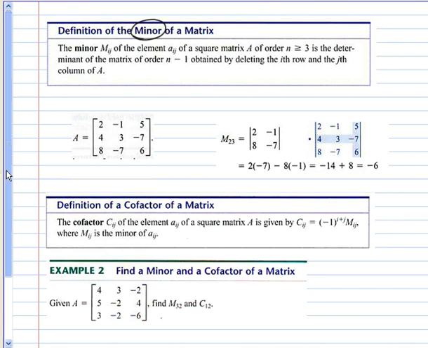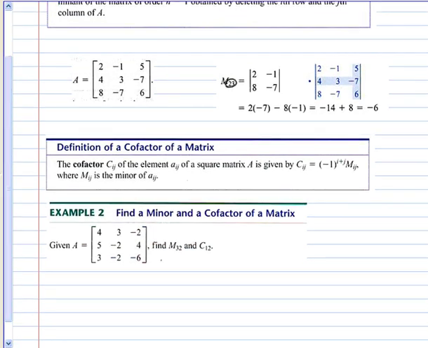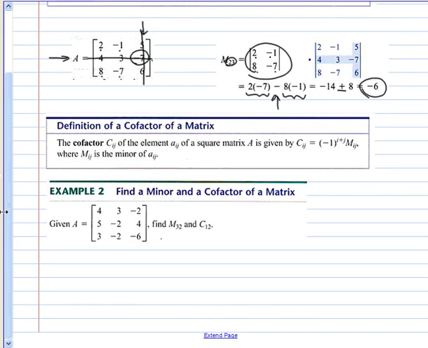They're saying find the minor. Find minor 23. Row 2, column 3. So if I want the minor, I cross off row 2 and column 3. 2, -1. And 8, -7. There's the minor, which we go 2 times -7 minus 8 times -1. It's just the minor determinant. And the cofactor is when we take -1 raised to the power of the row plus the column times the minor.